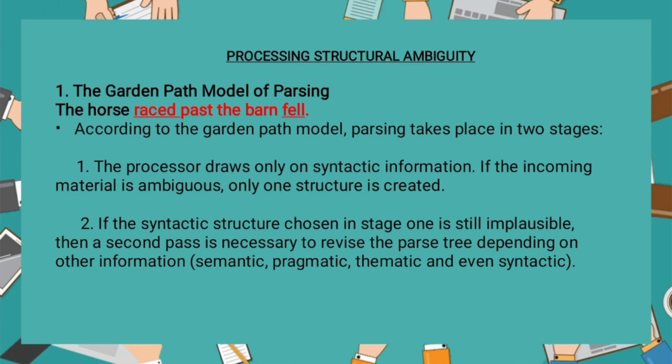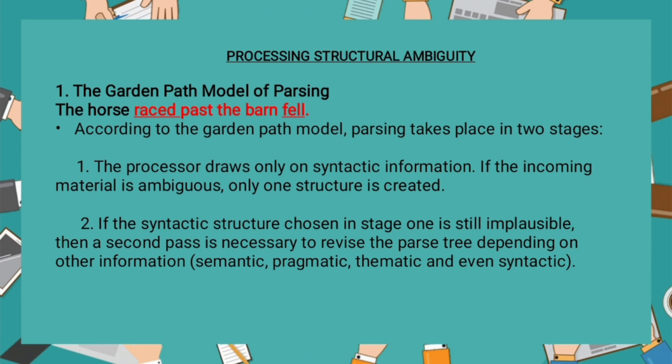The garden path model of parsing explains how we understand sentences, especially those with ambiguous structures. It's called garden path because it describes how we initially follow a path that leads us astray, only to realize later that we need to backtrack and revise our understanding. Example: the horse raced past the barn fell.